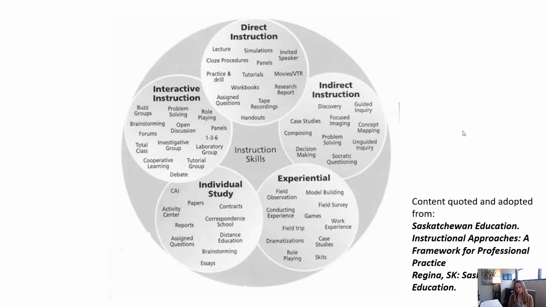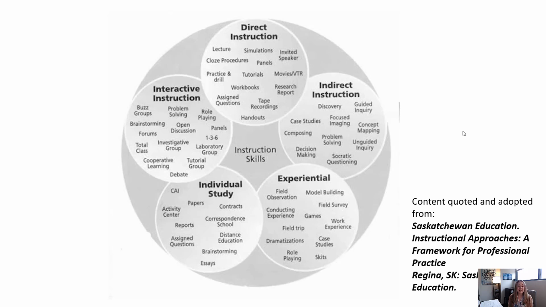You see individual study over there. This is where the teacher's more or less hands off. This could be an essay or a report. You could also do independent contracts with students where they're learning on their own. We'll actually talk about this a lot when we talk about diverse learners. So if you have those intellectually gifted students, how are you going to challenge them? And maybe doing a learning contract may be a way of doing that.